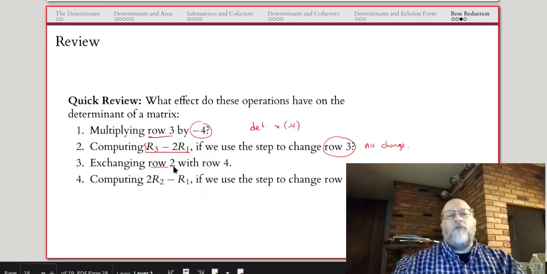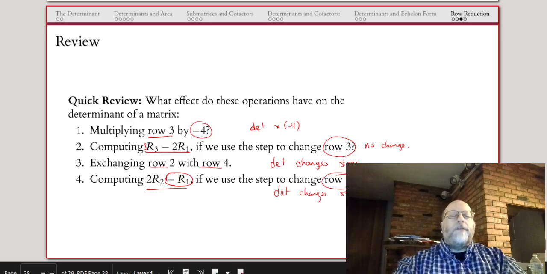What happens if we switch row 2 and row 4? Then the determinant changes signs. Anytime you switch 2 rows, the determinant changes signs. And the last one, what happens if we use this linear combination to change row 1? Well, the coefficient in front of row 1 is a -1, and so once again the determinant changes signs, because we'll have to multiply it by -1.